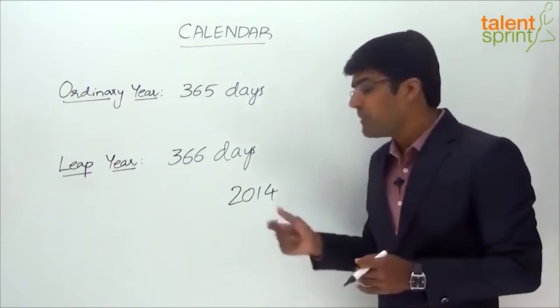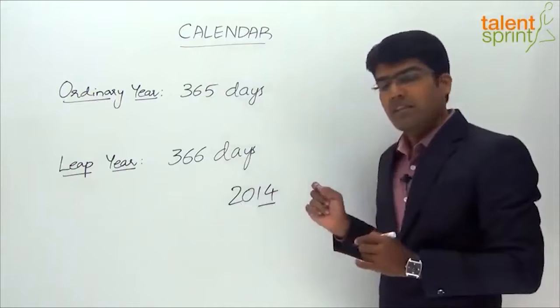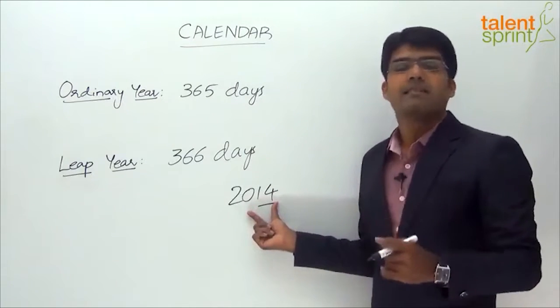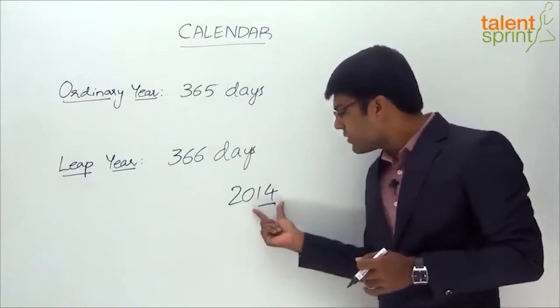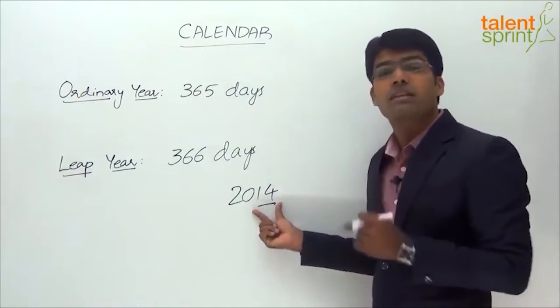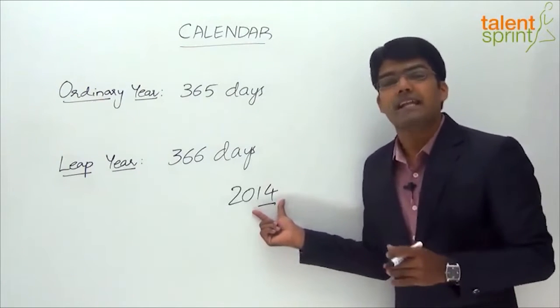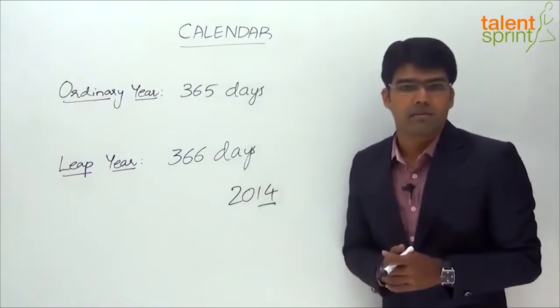How do we check if a number is divisible by 4 or not? Just consider the last 2 digits. If the last 2 digits of the number are divisible by 4, then the whole number is divisible by 4. So here the last 2 digits in 2014 are 14. Now is 14 divisible by 4? No, 14 is not exactly divisible by 4. Hence 2014 is also not divisible by 4.